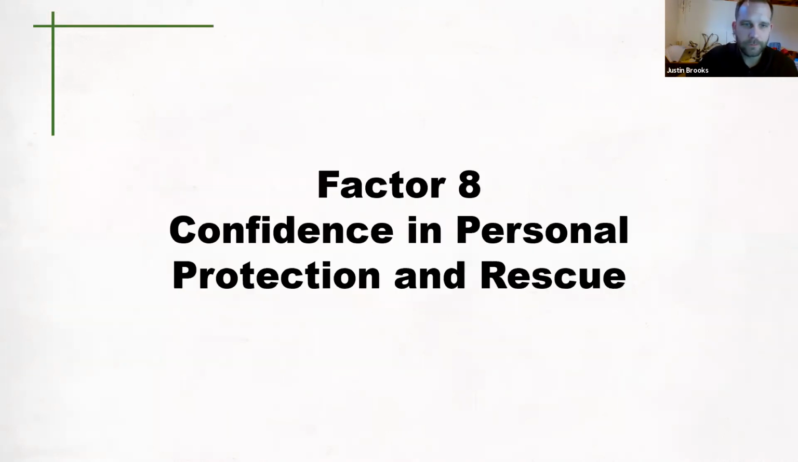Okay, on to factor 8. Confidence in personal protection and rescue. This factor specifically deals with overconfidence in safety and personal protective equipment we use, and the belief that if something does go wrong, our PPE will protect us from harm. This factor also extends to an overconfidence that we'll be effectively rescued by our peers, emergency services, or even ourselves if we get into a bind or risk situation. In this case, a worker knows what the hazard is, understands what could go wrong, but is so confident in being rescued, they'll pursue the task anyway.